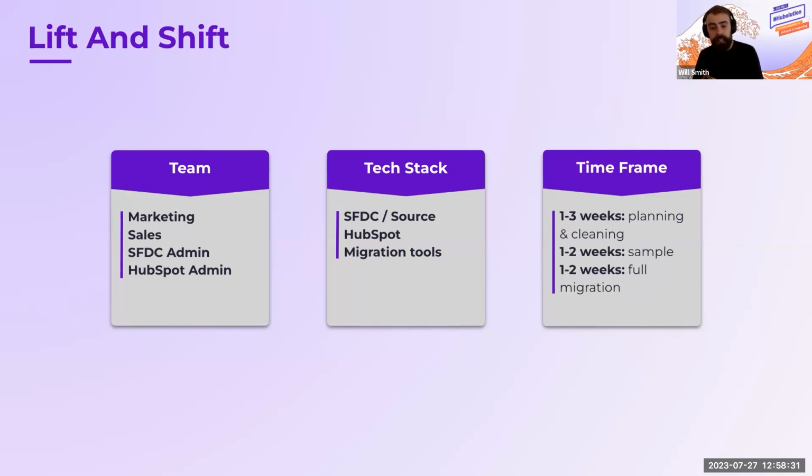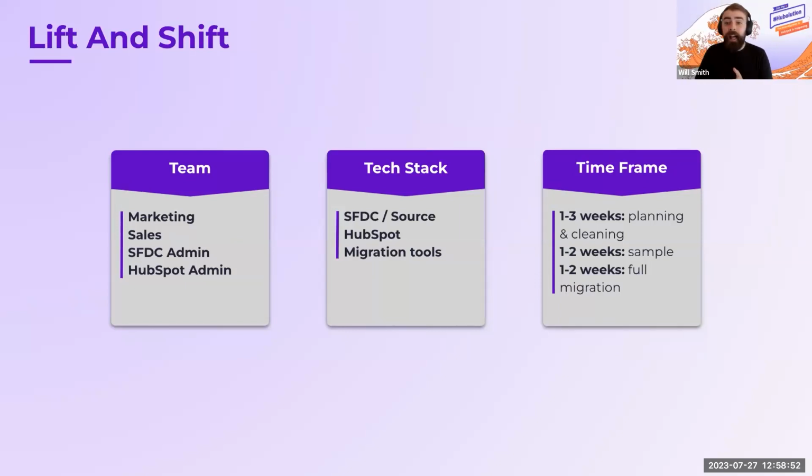So first of all, we have the team. You need to review and identify who you're mobilizing and how you're mobilizing those people, marketing, sales. If you have a previous Salesforce admin and a HubSpot admin, you need to identify who that's going to be. So that's the first thing you need to do.